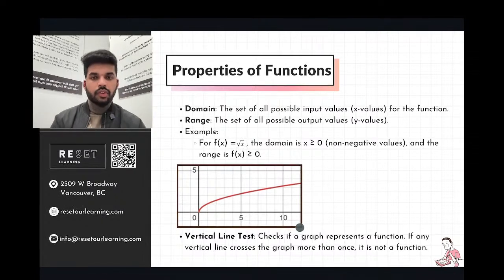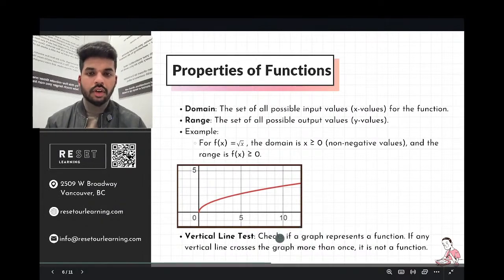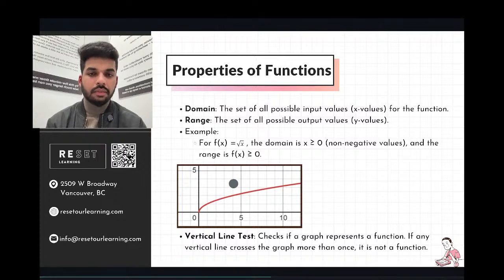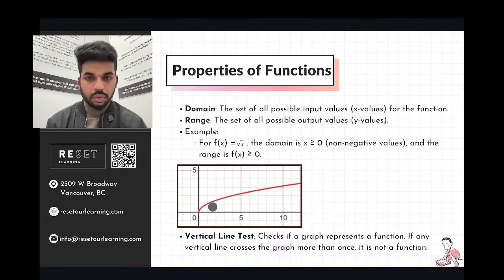And again, one more thing to check if it's a function or not, we do a vertical line test. You might have heard about this already. If we have a graph and we do not know if it's a function or not, that's how we do a vertical line test to make sure.